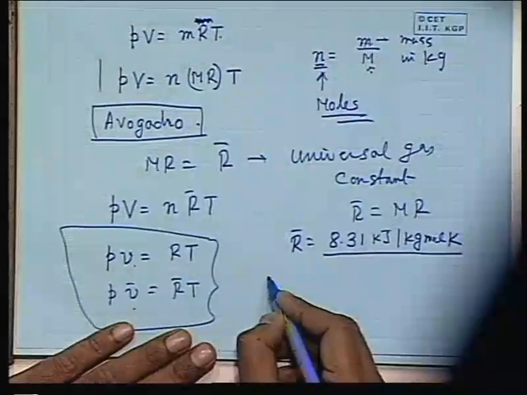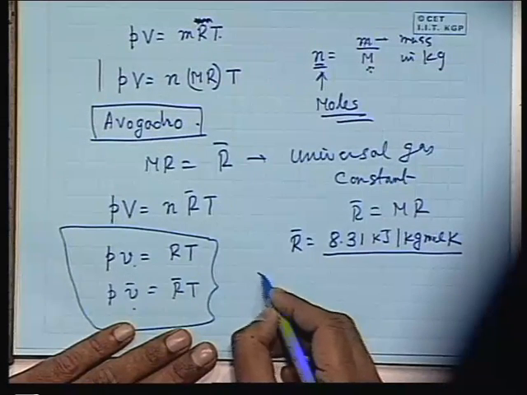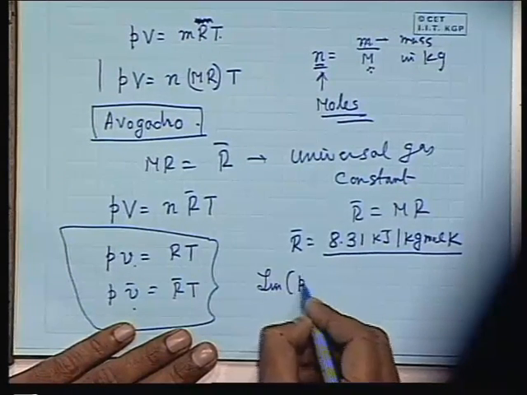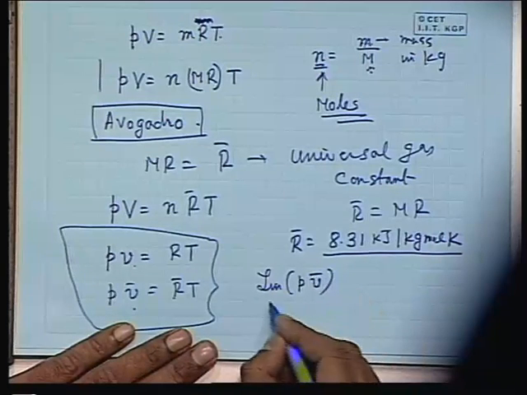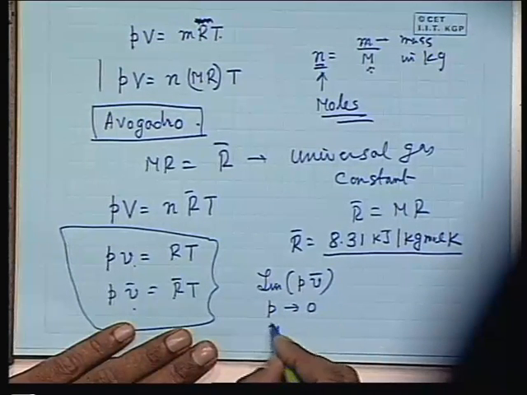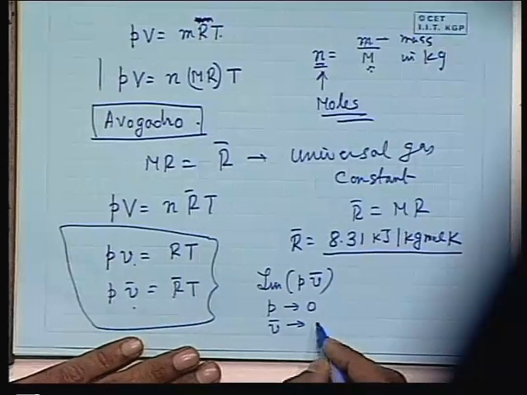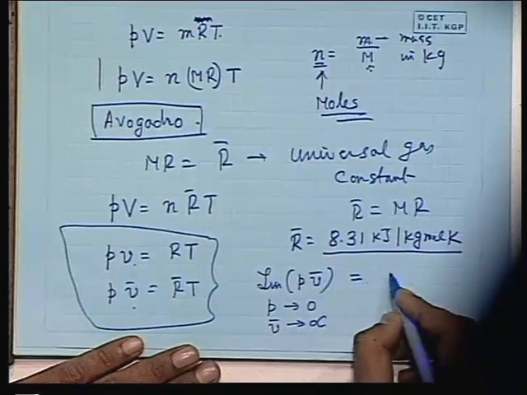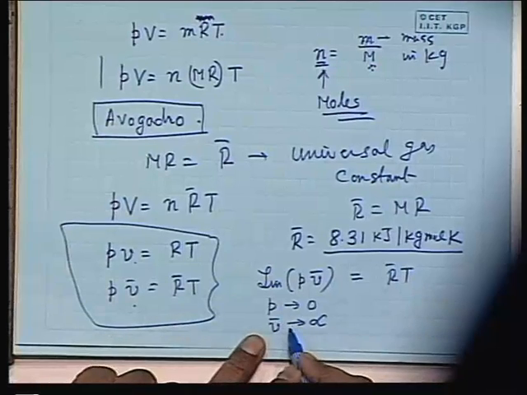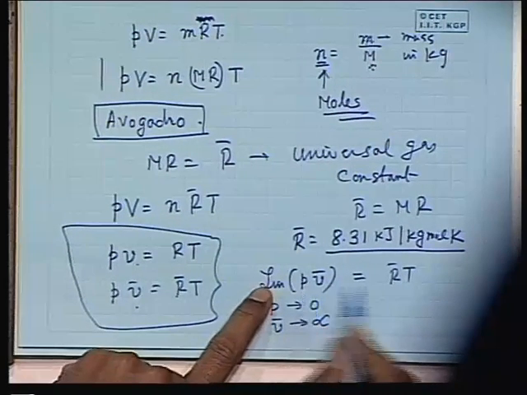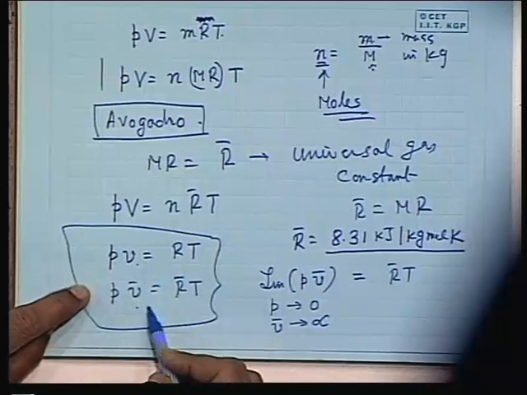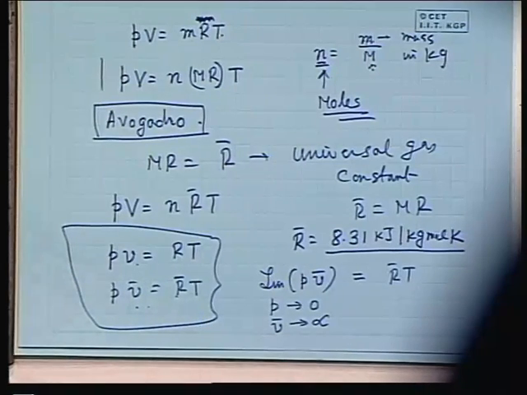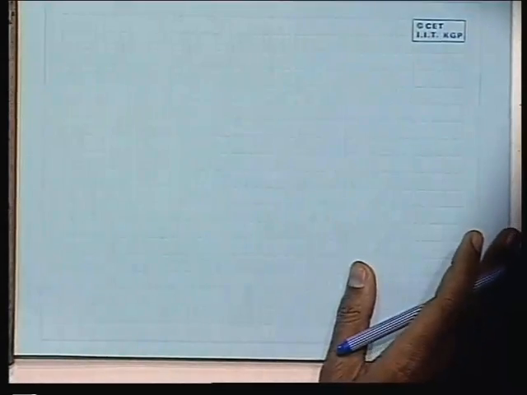Now one thing to be remembered again: for all real gases, the limit of P into V bar as P tends to 0, or V bar tends to what? Infinity. Very good. The limit becomes equal to R bar T, only as a limit. Whereas an ideal gas will obey this not as a limiting condition but at all conditions. Okay. Now next are two important corollaries of ideal gases. Now this is the definition of ideal gas, which starts with the equation of state.